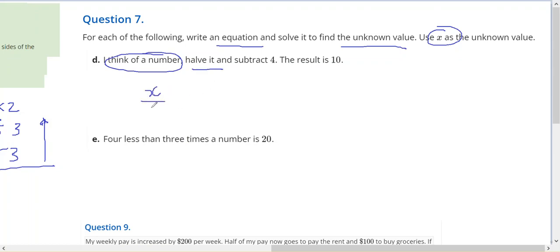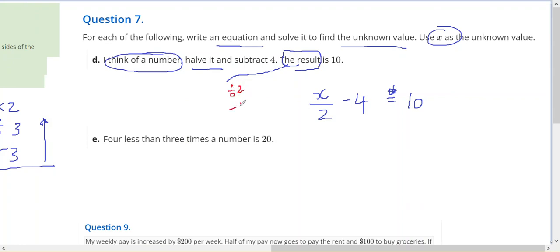Halve it, so I divide it by 2. Then you subtract 4 from that. The result equals 10. So the result is my equal sign. So I've got x divided by 2 minus 4 equals 10. And if I'm going to solve that, I need to think the x was divided by 2 first, then 4 was subtracted. So I'm going to plus 4 to both sides.